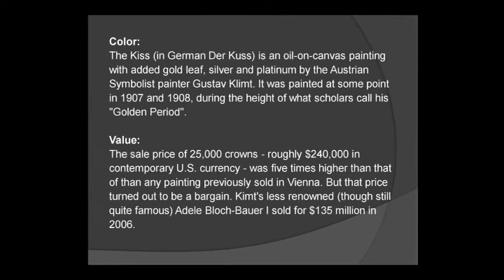So the color of the Kiss painting, in German, Der Kuss, is an oil on canvas painting with added gold leaf, silver and platinum by the Austrian symbolist painter Gustav Klimt. It was painted at some point in 1907 and 1908 during the height of what scholars called his golden period.